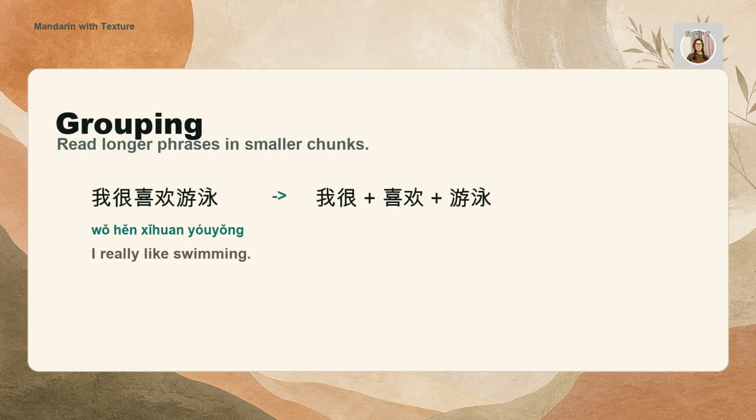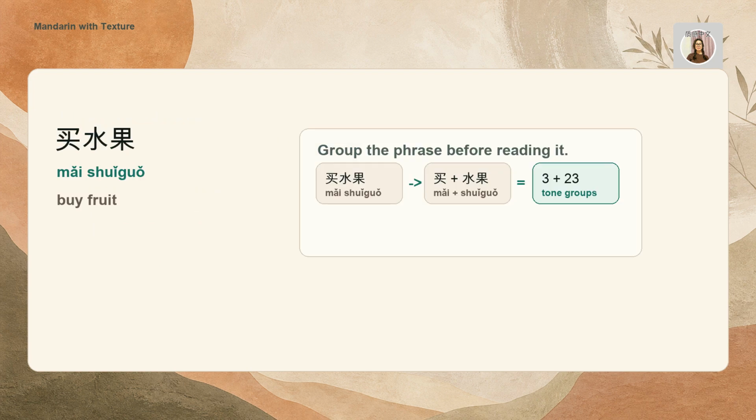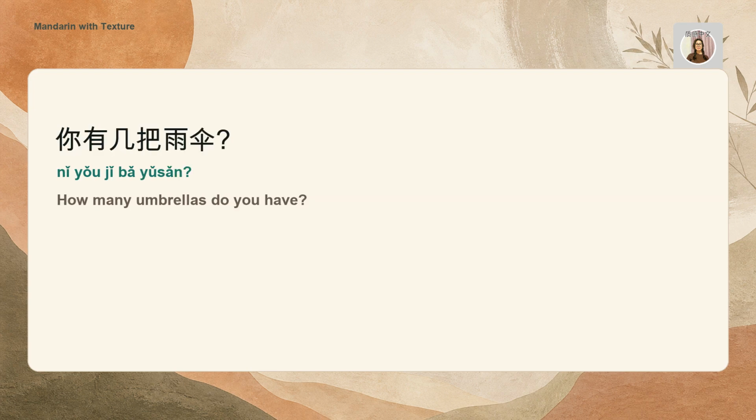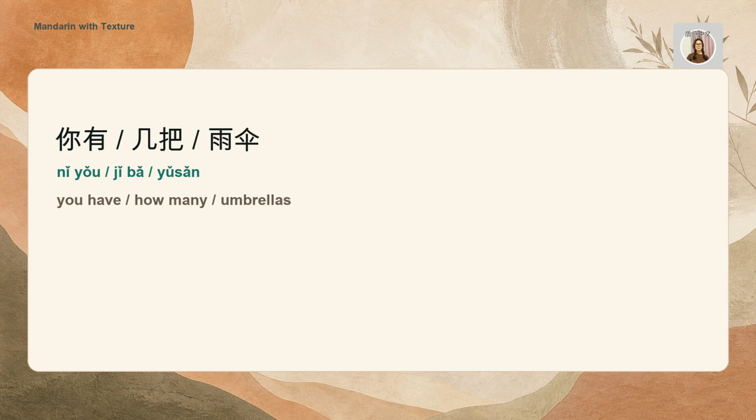The key is grouping. When you see 3, 4, or more third-tone syllables together, do not read them as one long chain. Break them into natural groups. For example, 买水果. Think of it as 买 plus 水果. Another example, 洗洗手. Think of it as 洗洗 plus 手. Now try a longer question. 你有几把雨伞? Break it into groups. 你有，几把，雨伞? Each group gives your mouth a smaller pattern to handle.